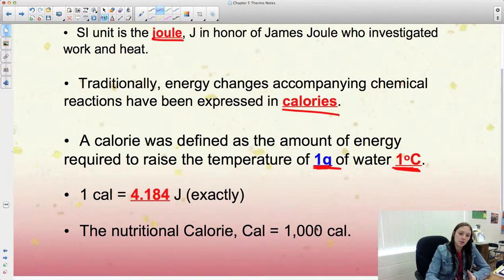Like I mentioned a second ago, you got to be very careful with a nutritional calorie, which is an uppercase C, is actually a kilocalorie. There are 1,000 actual calories in a nutritional calorie.